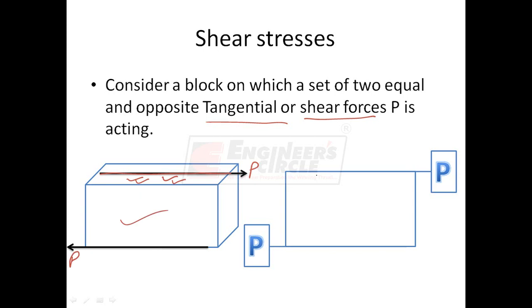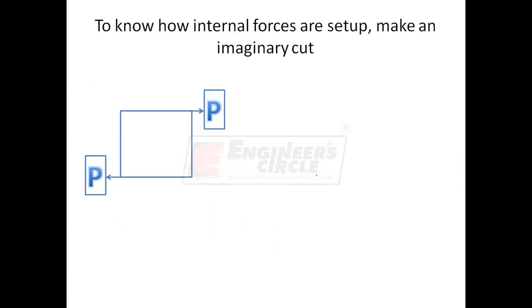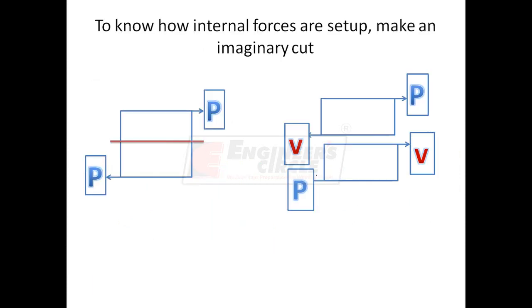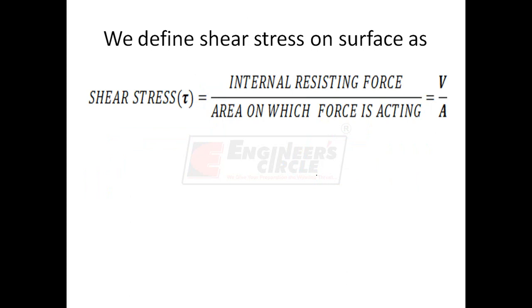In two dimensions, this block can be drawn as this. To find shear stress, make an imaginary cut in this block. There will be an internal force V on either parts A and B. The shear stress can be written as internal resisting force by area on which shear force is acting. The area that you need to consider is this shaded area.